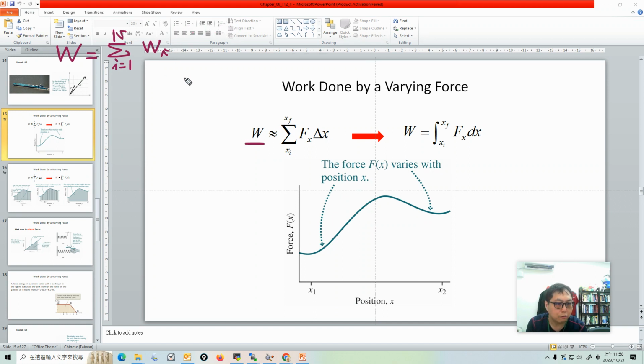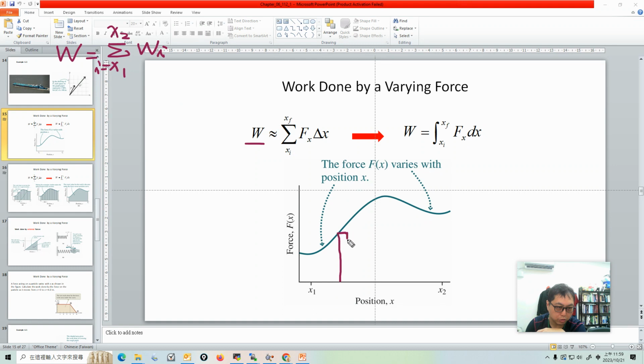Maybe we start from x1 to x2, it may not be accurate, but it's just for explanation. When we calculate the work done by a varying force, we don't do it as a whole. We just slice the system like this.